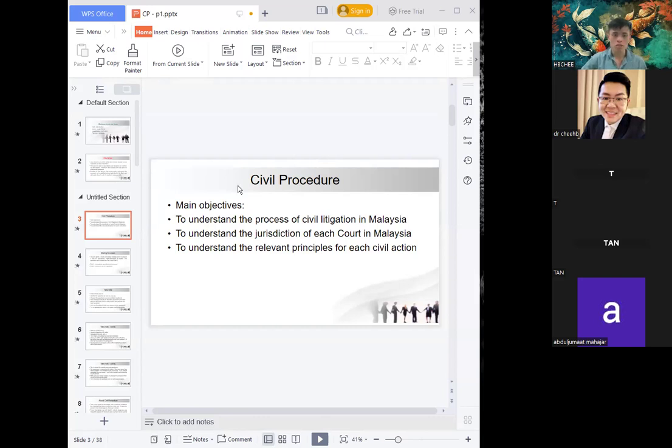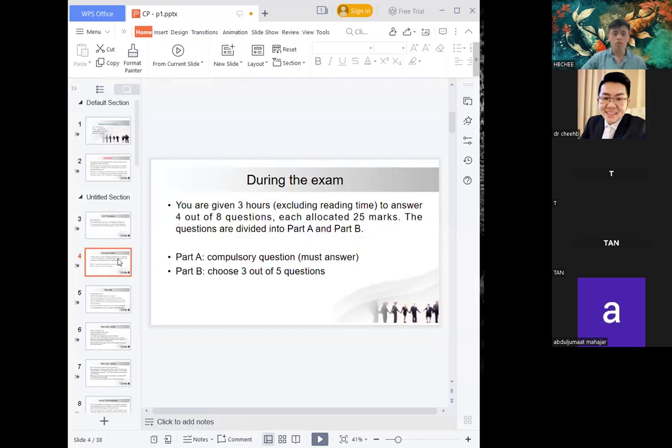Okay, so to understand the civil procedure, the first thing is we have to understand the process of civil litigation in Malaysia, the jurisdiction of each court in Malaysia, and the relevant principles governing every single civil action. The exam time for civil procedure is 3 hours to answer 4 questions out of the 8 questions. The questions will be divided into 2 parts. Part A is compulsory, you cannot skip. Then in Part B, you have to choose 3 questions out of 5 questions.